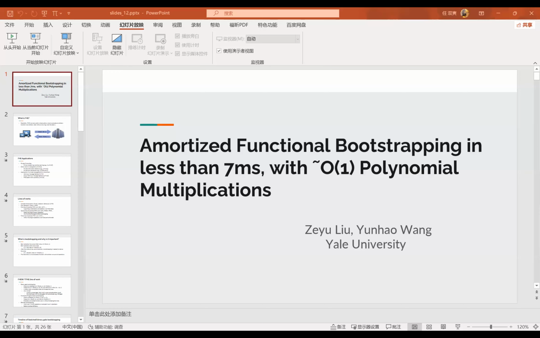And then there's our work. Our work achieves basically the same asymptotics, and practically it's at least one order of magnitude faster than single-gate bootstrapping. But I have to mention that there is one limitation of our work, which I will mention in the next slide. Next, we will talk a bit about the history of functional bootstrapping.